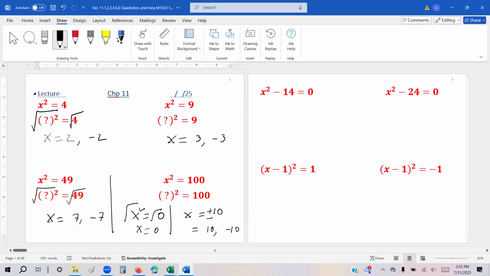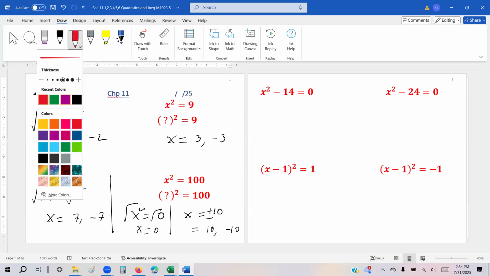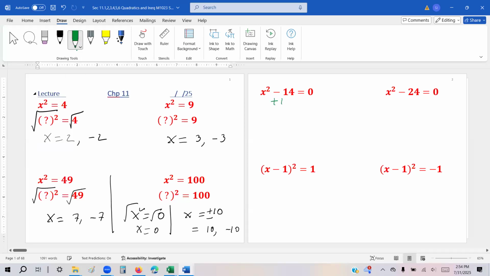Okay? Now let's use algebra to solve our next problem. You have x squared minus 14 equals 0. We want to get the x alone. What's the first step? Plus 14. Great. You have to add 14 to both sides. So we get x squared equals 14.